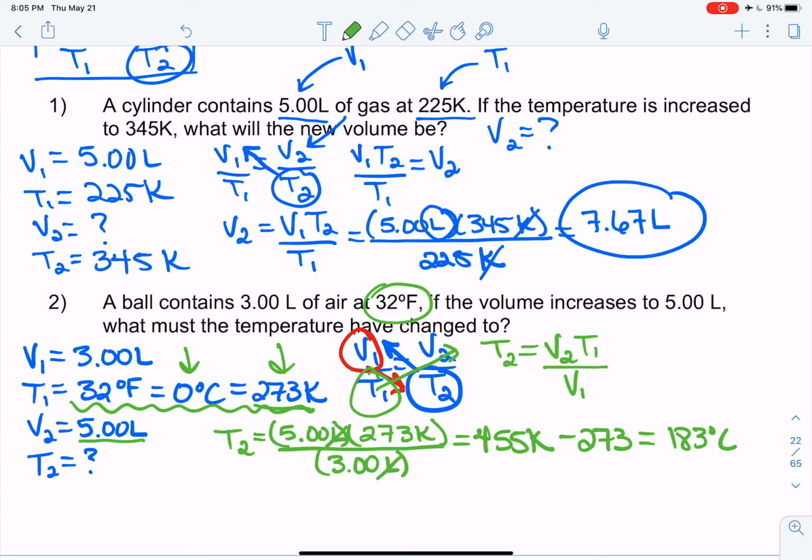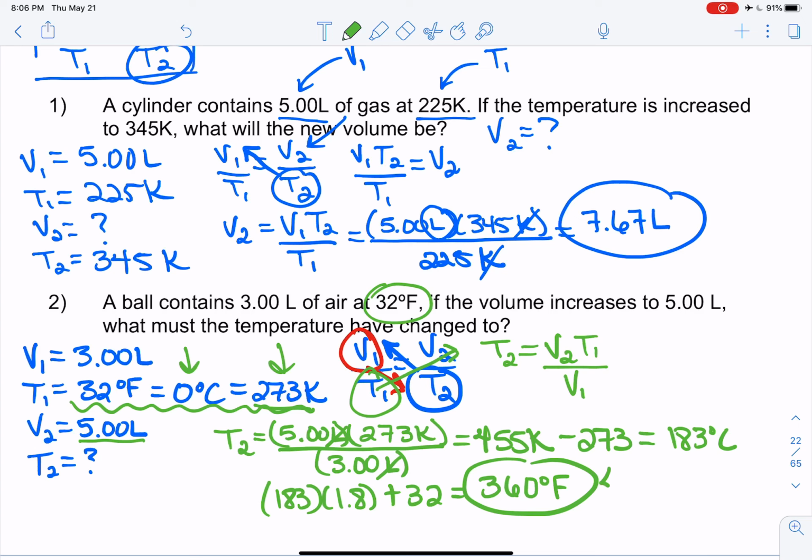And when we go to Fahrenheit from Celsius, we're going to multiply by 1.8 and add 32. So we've got 183 times 1.8 plus 32. And what we're going to end up with is 360 degrees Fahrenheit. So if the volume of your ball switches magically from 3 liters to 5 liters, it looks like it might not be a very good day for humanity there.